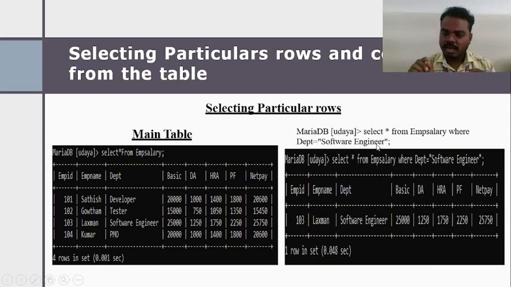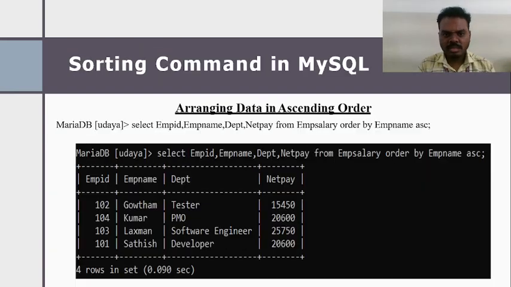So in the table, all the employees working in the software engineer department will be selected, and the particular rows will be listed in the command console window. This is all about selecting particular rows and particular columns. Okay, then the next topic is arranging your data. The data can be arranged in both ascending order and descending order.